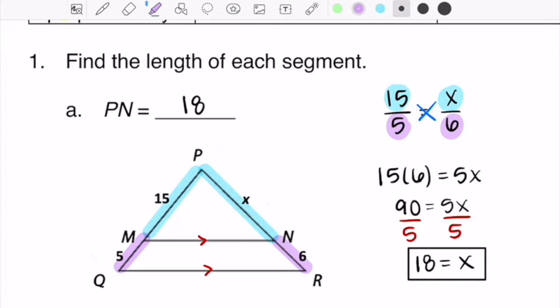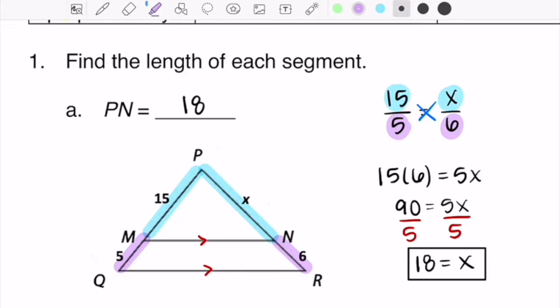Number one says find the length of each segment. On this one, they want me to figure out from P to N. That's what's labeled X on the picture right there. The parallel markings are missing from this picture, so go on ahead and draw them in red. PM over MQ is equal to PN over NR. So blue over purple equals blue over purple. And I've color-coded the rest of the notes like that too, so you can see how the numbers match up.